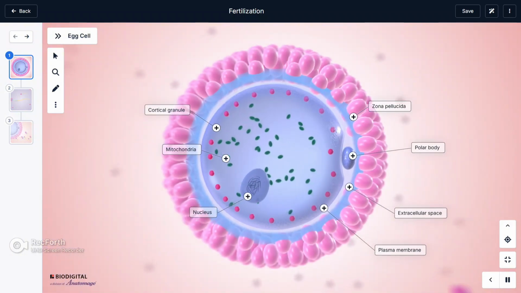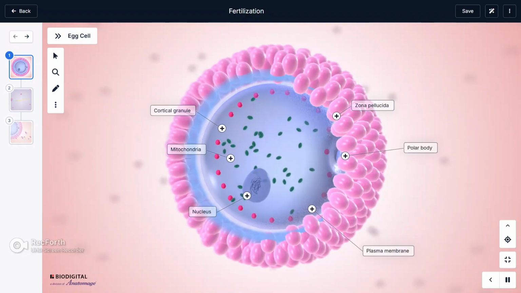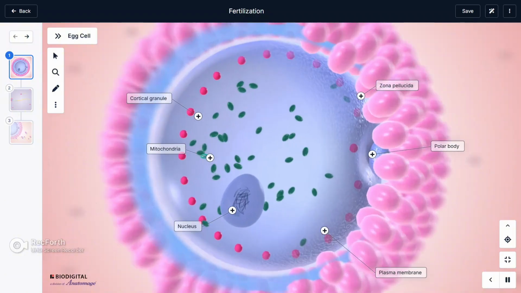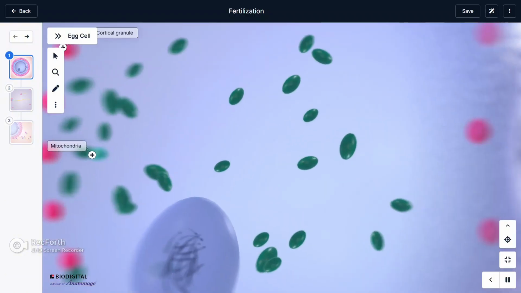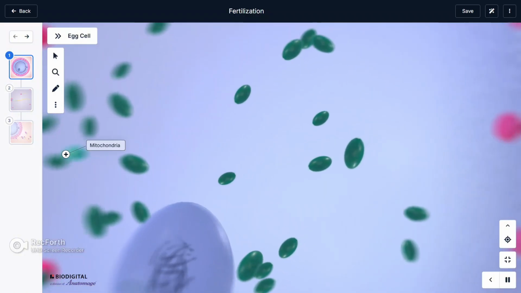So this is the egg cell, or the oocyte, and it is a highly specialized cell designed not just to carry genetic material but to support the very first stages of life.